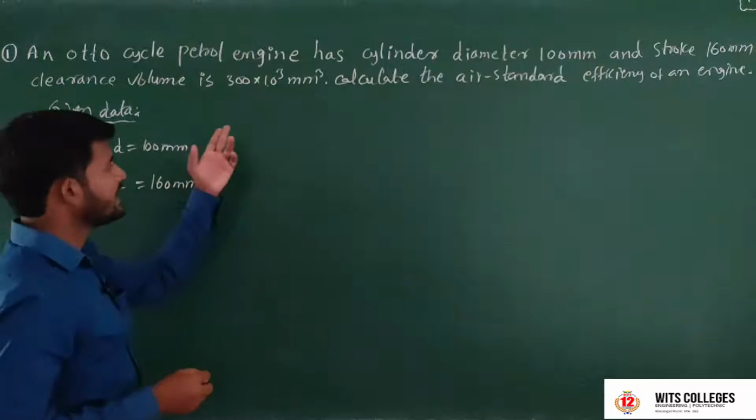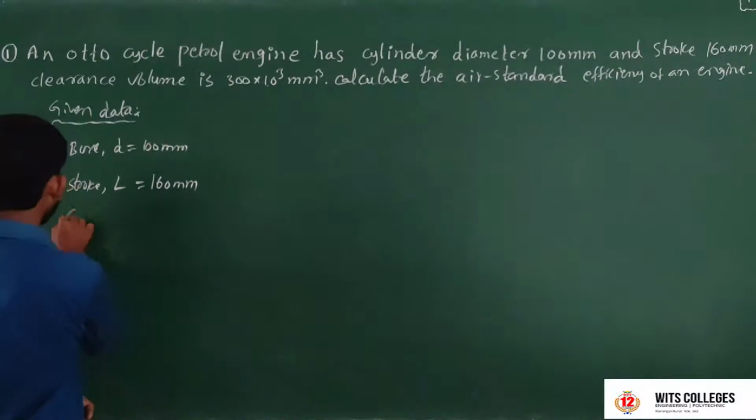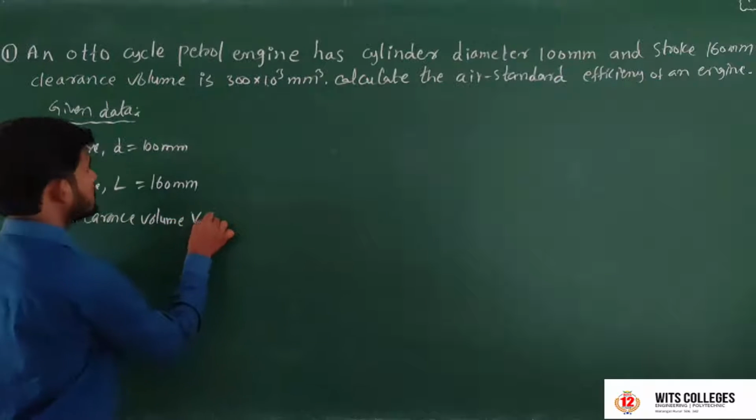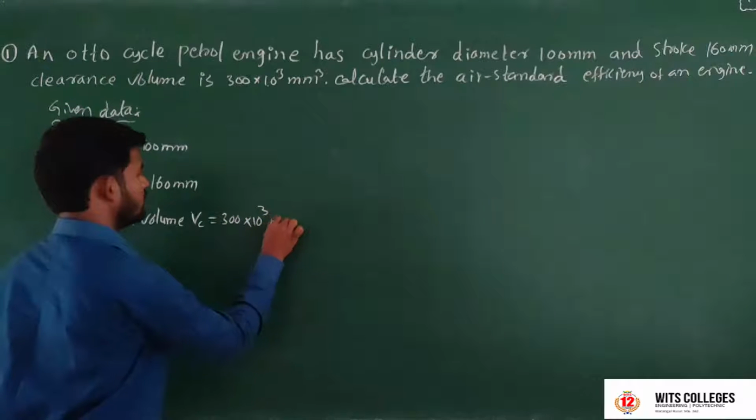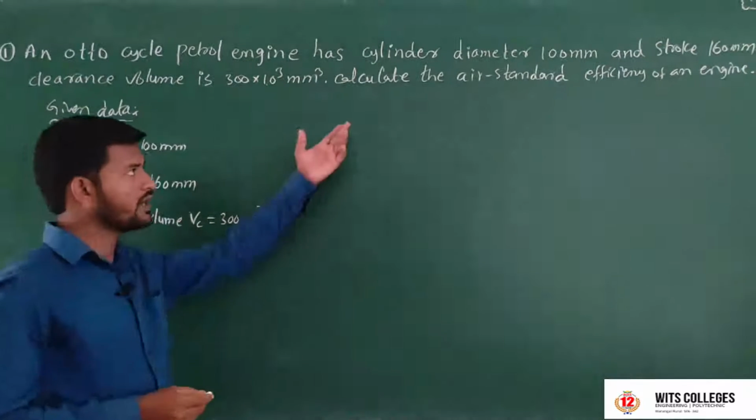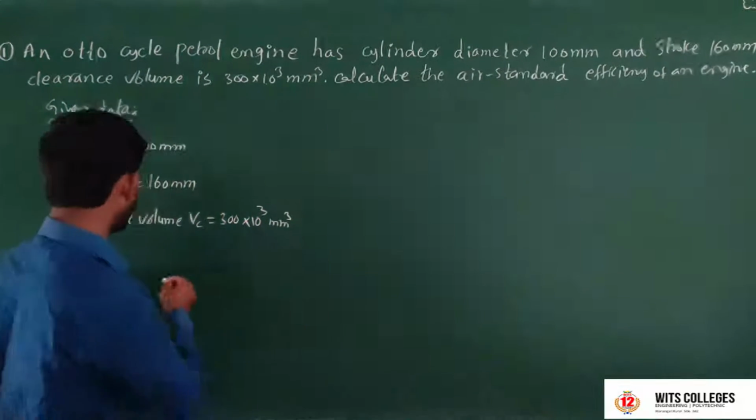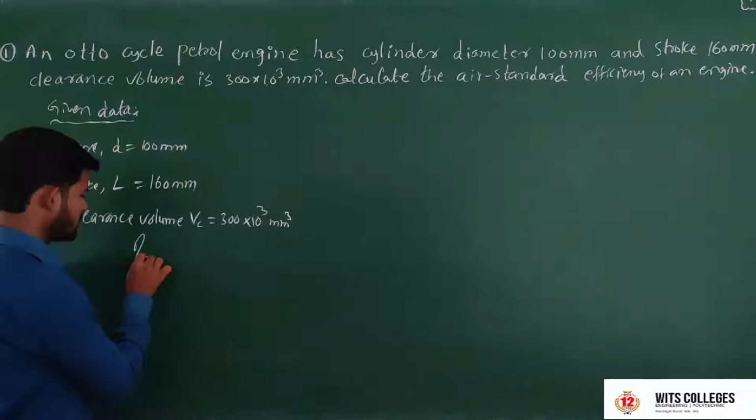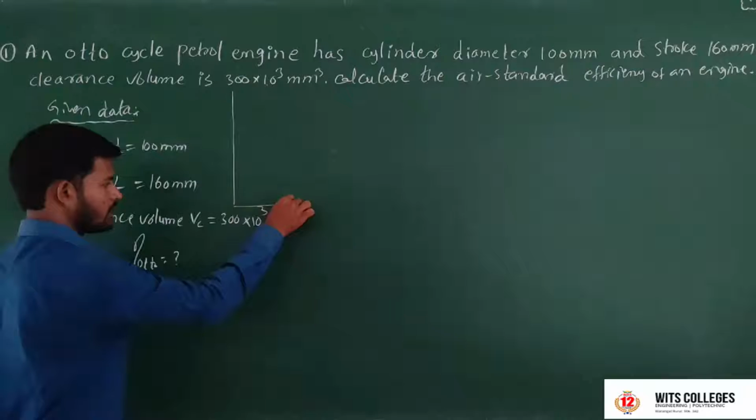Next, the clearance volume is given, that is Vc equals 300 × 10^3 mm³. And next, what will we find out? We find out the air standard efficiency of the Otto cycle.